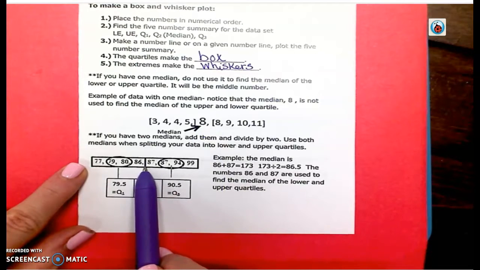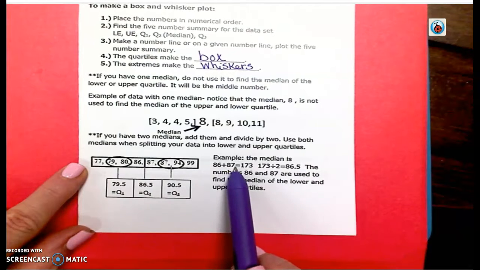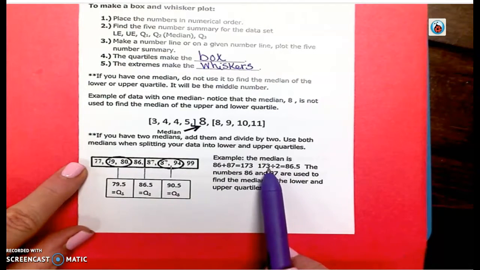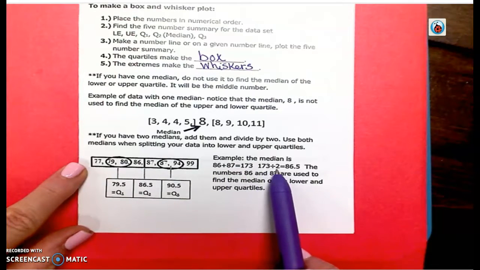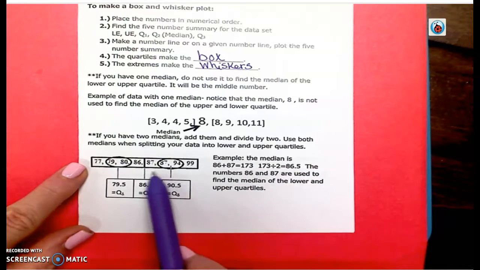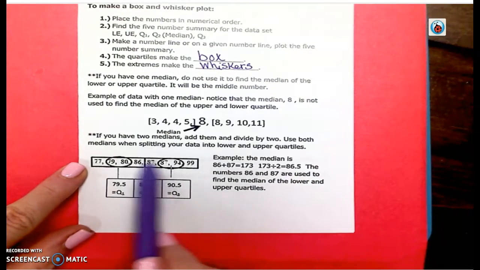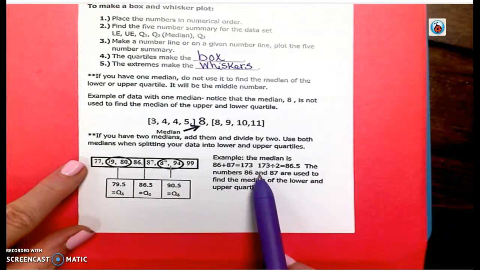So when you have 2 numbers, you're going to add these 2 numbers together. 86 plus 87 is 173. And then you are going to divide by 2 because there are 2 numbers. So 173 divided by 2 is 86 and a half. So as you can see, 86 and a half is your median of the entire set of data. So that's going to be your quartile 2. The numbers 86 and 87 are used to find the median of the lower and upper quartiles.